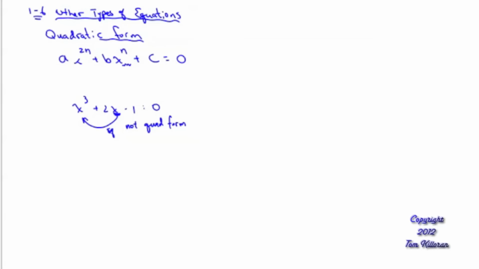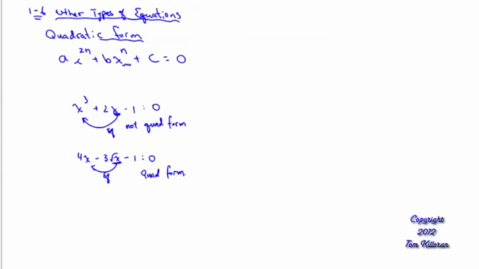Let me give you an example. 4x minus 3 square roots of x minus 1 is equal to 0. Is that in quadratic form? Well, yeah. Because if I take that middle variable, which is square root of x, and I square it, do I get x? Yeah. So this is quad form. As long as that pattern works, you're perfectly fine.